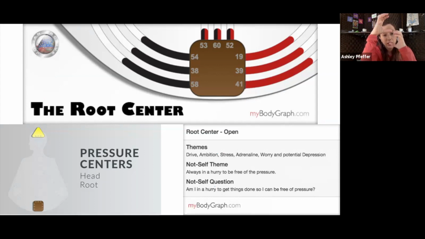say you have a defined spleen or a defined sacral and an open root, you can go, but at the end of the day, if you sit down, you know that you're down for the count, because you don't have the energy to spark again.